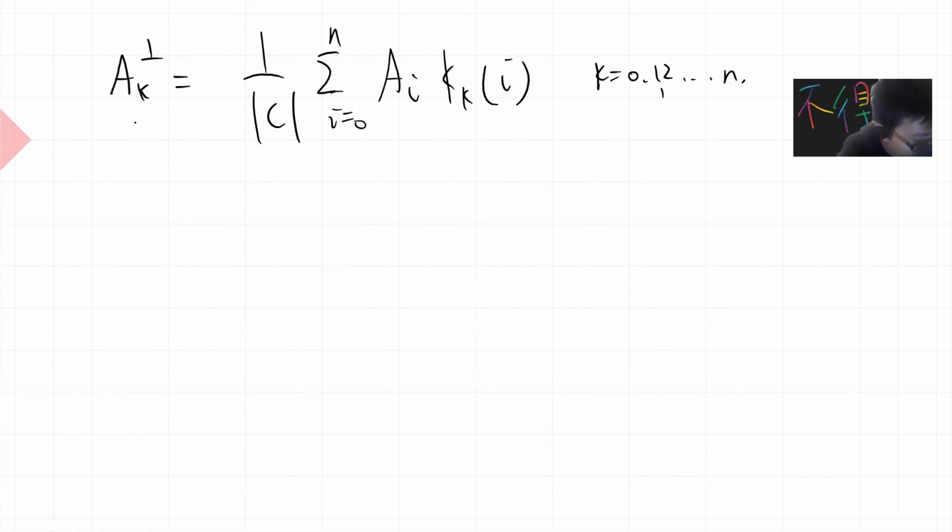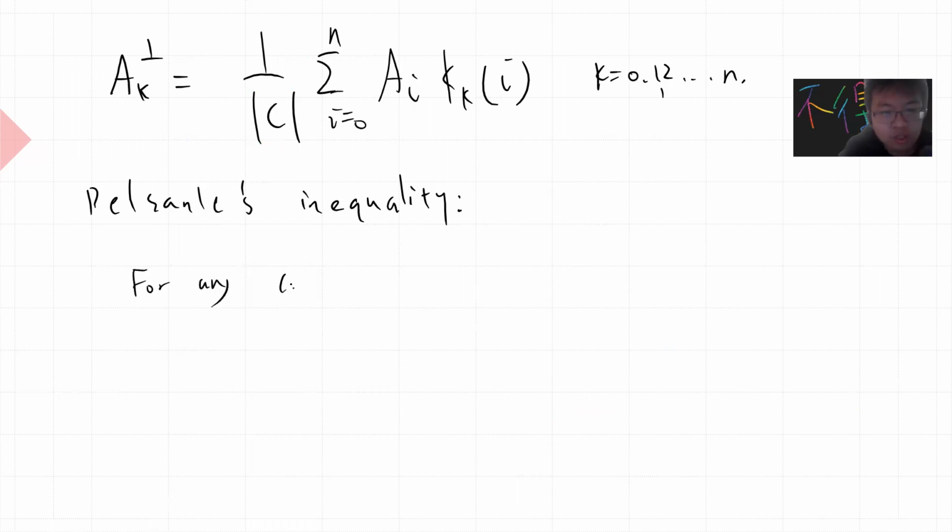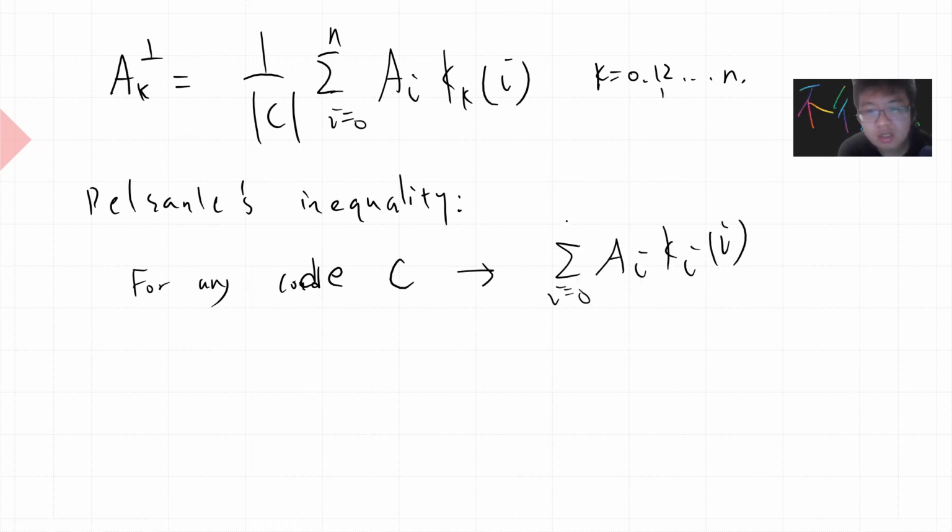Okay, so let's say for k from 0, 1 up to n. Then you can get one kind of inequality, right? There's a name for this inequality. This inequality just tells me that for any code C, the left side is positive, right? Because by definition, this A_k dual is positive. So this gives you a very strange result, right? Basically it tells you that the weight distribution of the code times this Kravchuk polynomial is positive, for k from 0, 1 up to n.